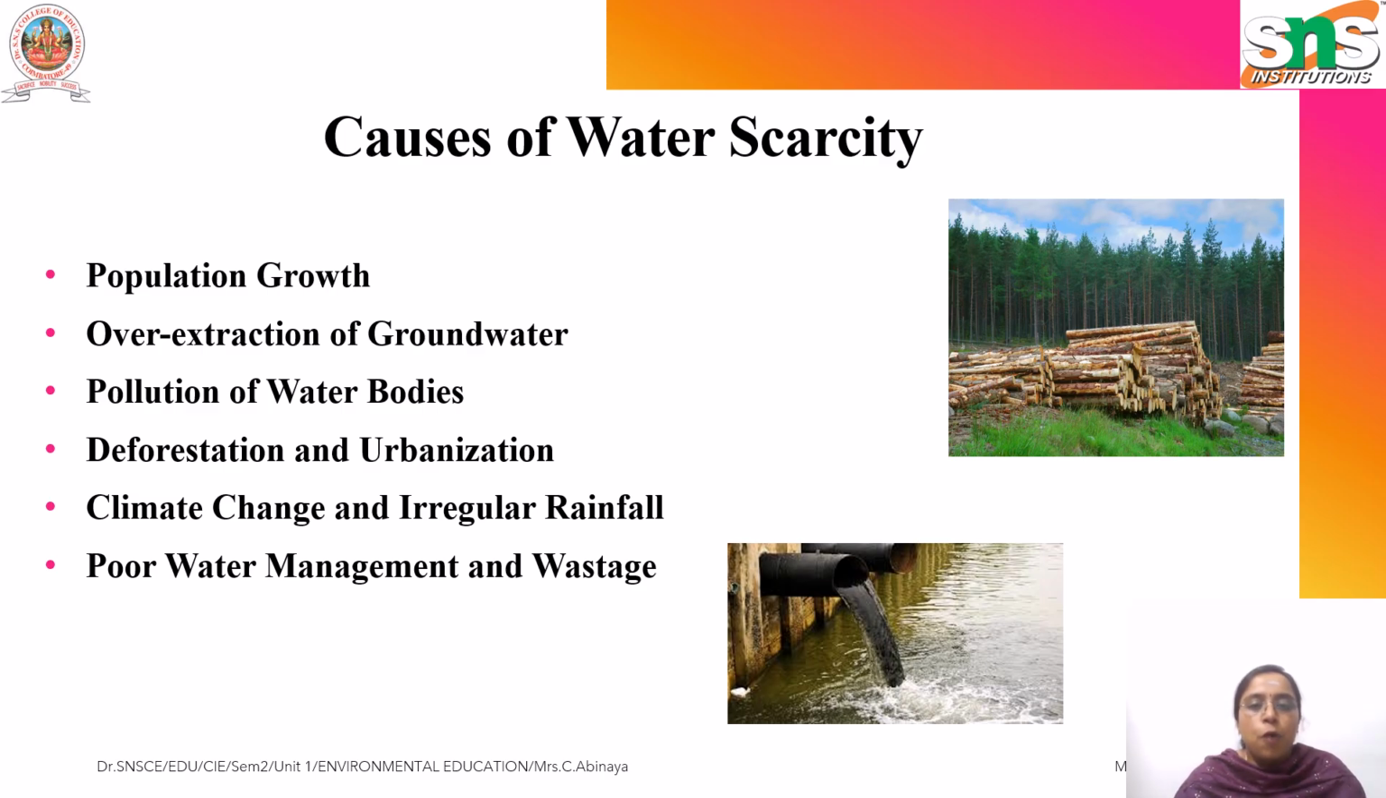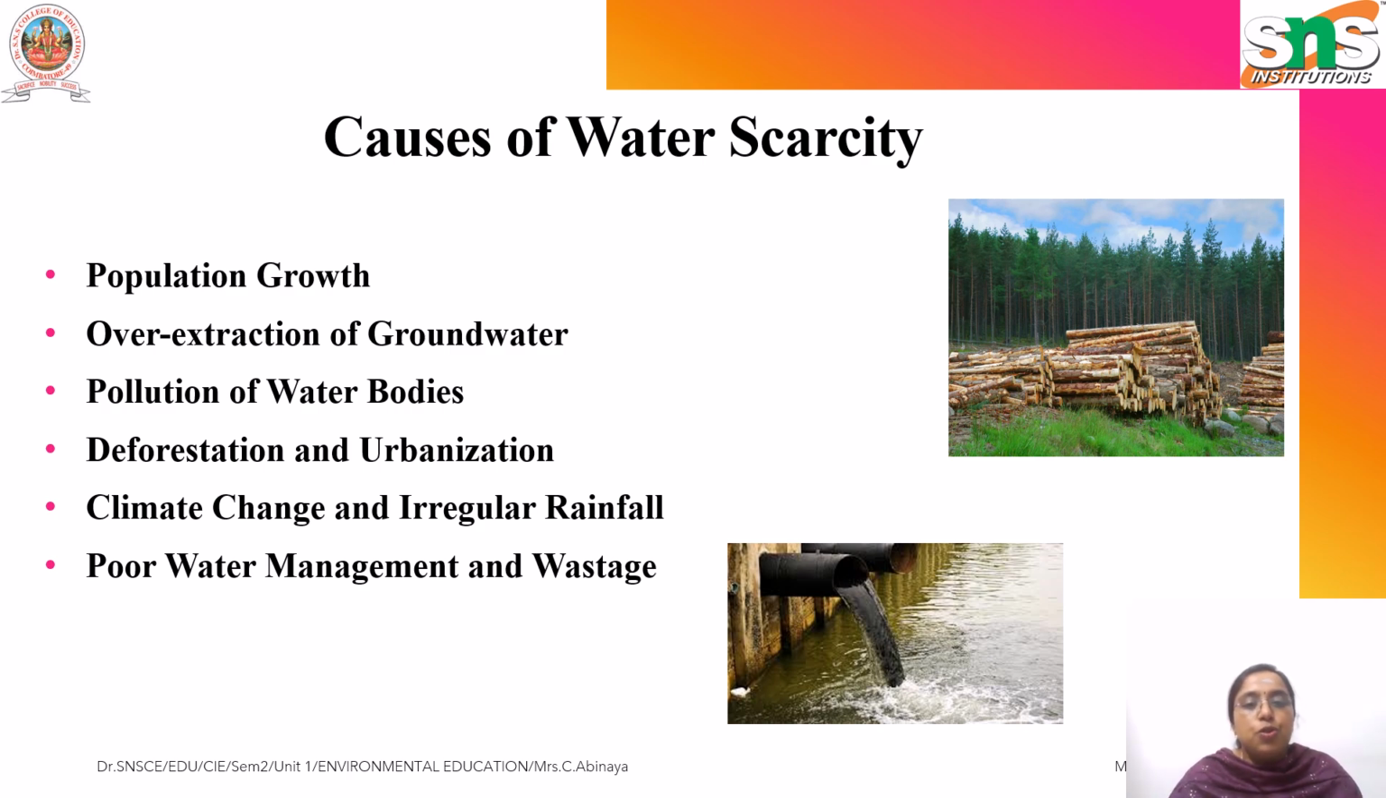Deforestation. Forests help maintain the water cycle by storing water and helping with rainfall. Trees hold the soil together, absorb rainwater and release moisture into the air. When forests are cut, the land becomes dry, water runs off quickly and the groundwater doesn't recharge. So fewer trees, less rainfall and more droughts.